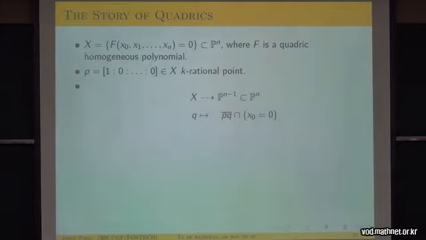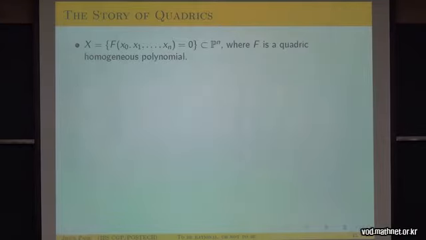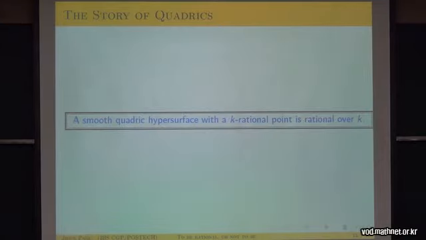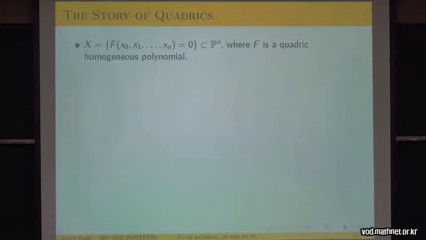So my claim is this: a smooth quadric hypersurface with at least one k-rational point is always rational over k. Okay. So let me prove it. It's very simple.